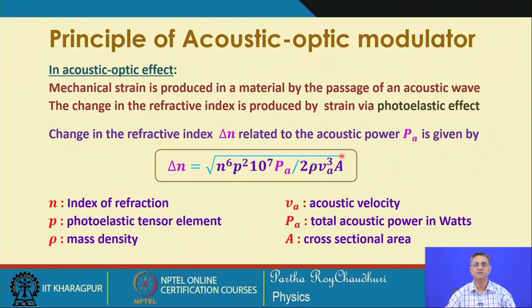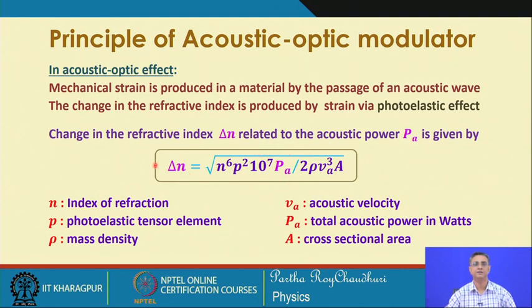But this is the relation which will be used for designing such modulators, knowing the values of the refractive index of the medium, the photoelastic strain optic tensor coefficient, the acoustic power, the density, the velocity of the acoustic wave, and the cross sectional area of the beam that is effective for this diffraction. So, n is the refractive index, p is the photoelastic tensor. By now we know all these terms which are involved in this.